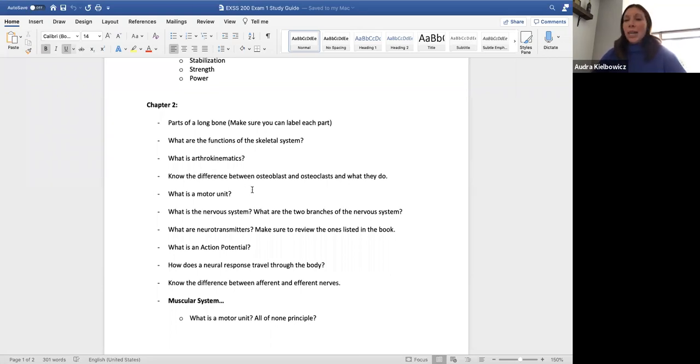Difference between osteoblasts and osteoclasts. So remember, the osteoblasts are creating bone, the osteoclasts are removing old bone. Okay, so look over that stuff.